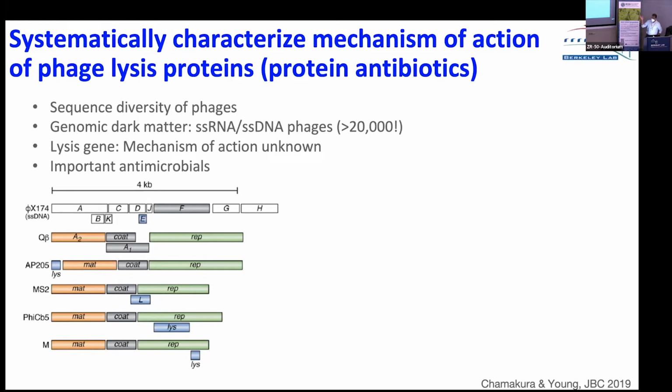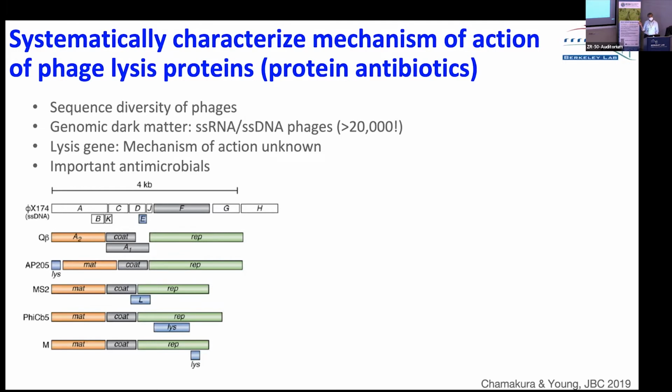Mechanism of action is important, but one of the key unknowns in this case is the location of the lysis gene. These are 3-gene phages, very small, 3 to 5 kb. And the lysis gene is all over the place, so there is no real fixed location of this lysis gene. There is a maturation protein, a coat protein, and the RNA-dependent RNA polymerase.